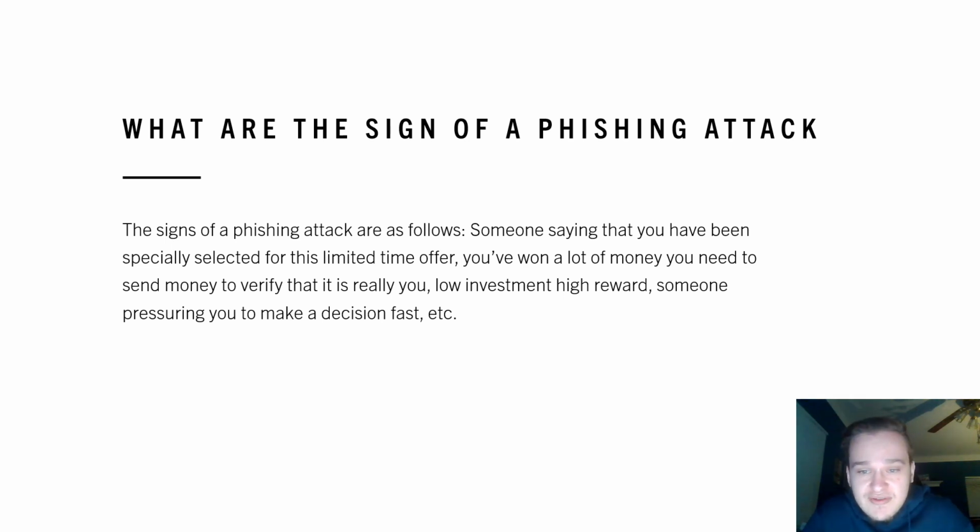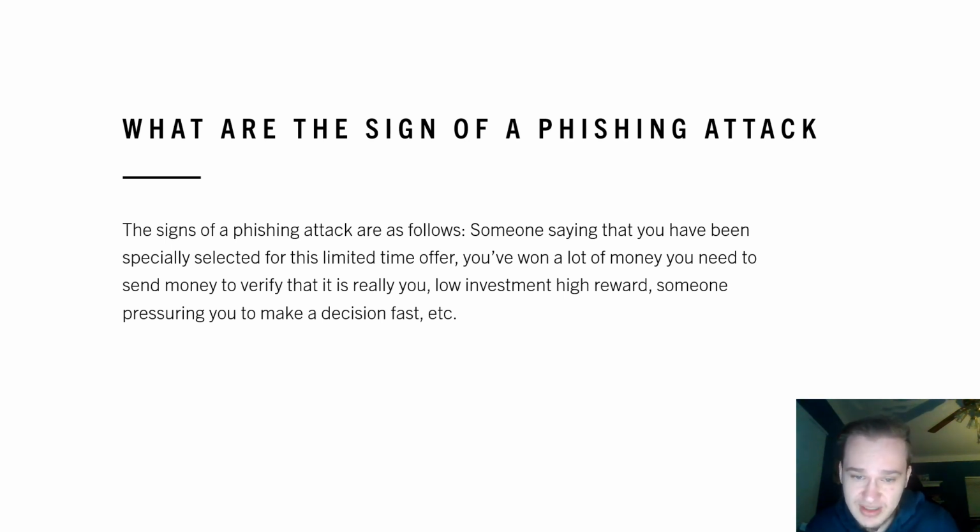So what are the signs of a phishing attack? This is an email example, is getting an email saying that you've been specially selected for a limited time offer. If it's not like your Yankee Candle that you're signed up to or something like that, some place you're not familiar with, someone saying that you earned a lot of money in some random country and you need to send money to this website or link to verify that it's really you.